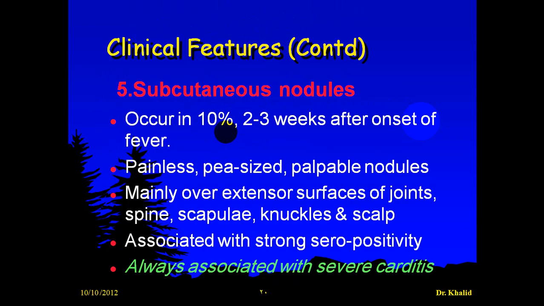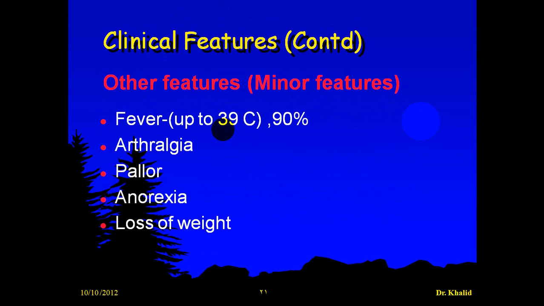Subcutaneous nodule, this major criterion occurs in about 10%, 2 to 3 weeks after the onset of fever. Painless, pea-sized, palpable nodules, mainly over the extensor surfaces of big joints like the elbow, spine, scapula, even knuckles and the scalp, associated with strong seropositivity, always associated with severe carditis.